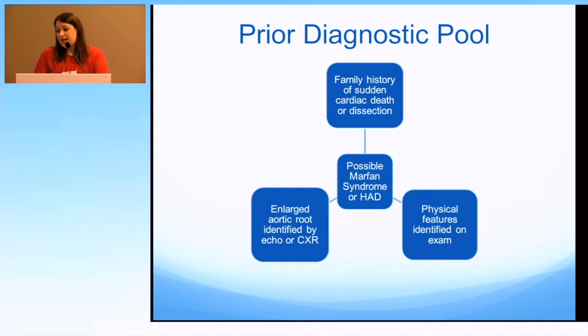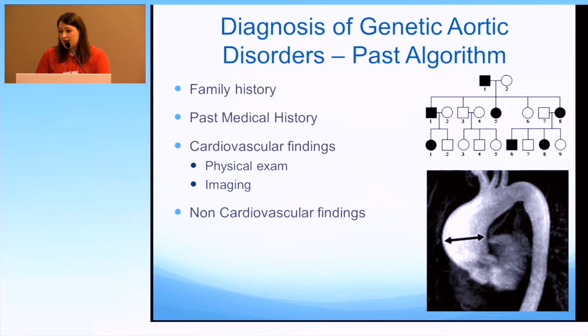So, family history of sudden cardiac death or dissection, and physical features identified on exam. People that really had a lot of the physical features, or were easy to pick out with the Ghent criteria, would then come to attention. And then people who had an enlarged aortic root, and even 15, 20 years ago, the diagnosis was based on echocardiography and maybe a chest x-ray. Somebody would say you've got a dilated aortic root. So those were the 3 pools of people that would come to clinical attention, and may or may not come to the attention of somebody with experience in genetic aortic disorders or Marfan syndrome, and may or may not be followed. So that was the pool that things were in the past.